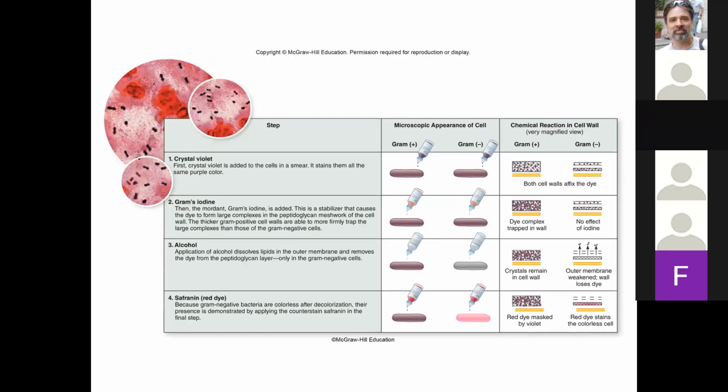Now, we talked a little bit earlier about the gram staining procedure as a way to determine the type of cell wall. What you're looking at here is just a diagram of how the gram staining procedure works, okay? I would like to show this to you in a video that outlines it quite well. So let's do that.